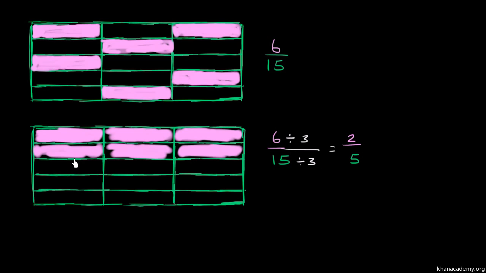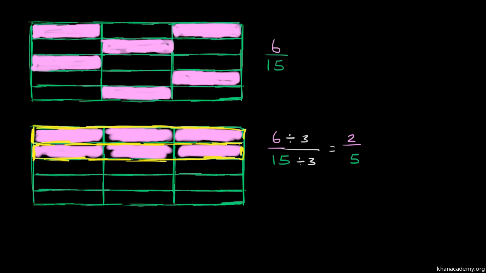Now, how does this make sense in the context of this diagram right here? Well, here we start off with 6 shaded in. You divide by 3, you have 2 shaded in. So what you're essentially saying, hey, let's group these into sections of 3. So let's say that this right over here is one section of 3. This is one section of 3 right over here. So that's one section of 3. And then this is another section of 3 right over here. And so you have two sections of 3.